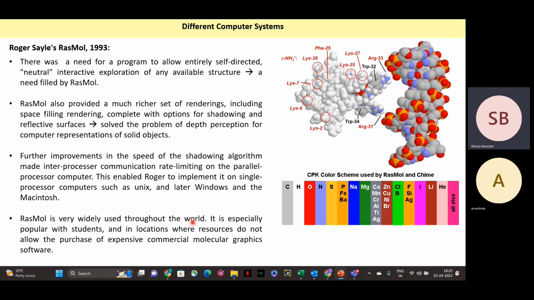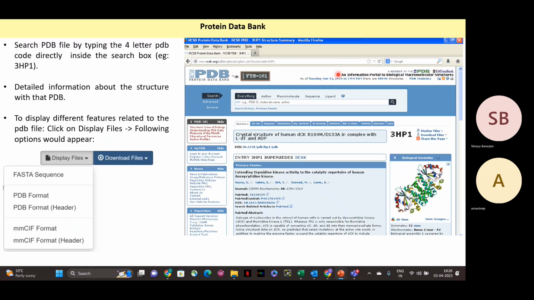RASMOL is widely used throughout the world by students as well as researchers, because among the different computer systems we have seen so far, this gives the best idea about what is happening in reality, because the three-dimensional image generated by RASMOL is very close to what exists in reality.